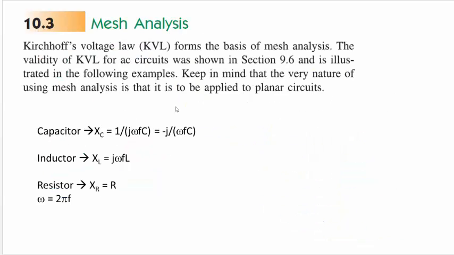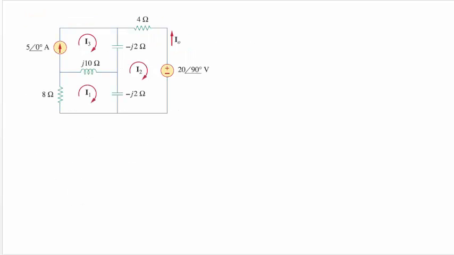Moving ahead, now we can apply mesh analysis to a circuit just like we did before in Chapter 3. Only again, we're going to replace all of the components with their frequency-dependent resistances, in other words, reactance. So replace all the capacitors and inductors with their reactances, and a resistor is still a resistor. A little reminder that this only applies to planar circuits. So we'll go ahead and do one example of a mesh analysis in this next slide.